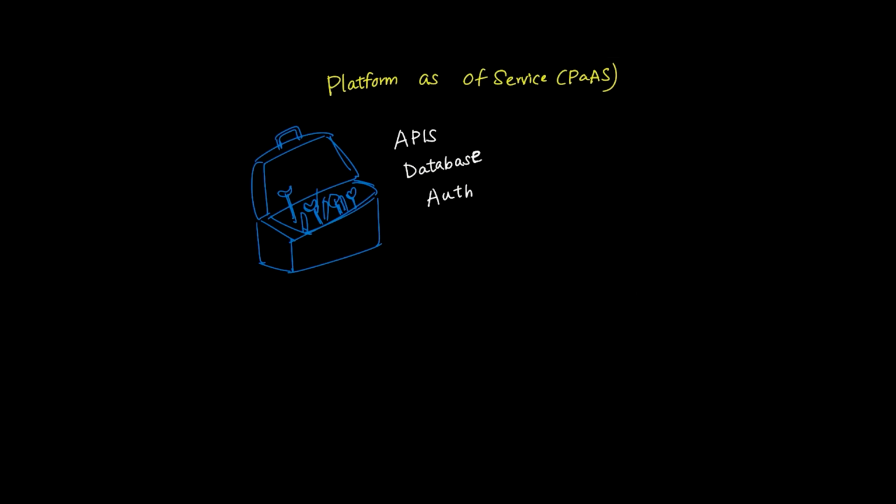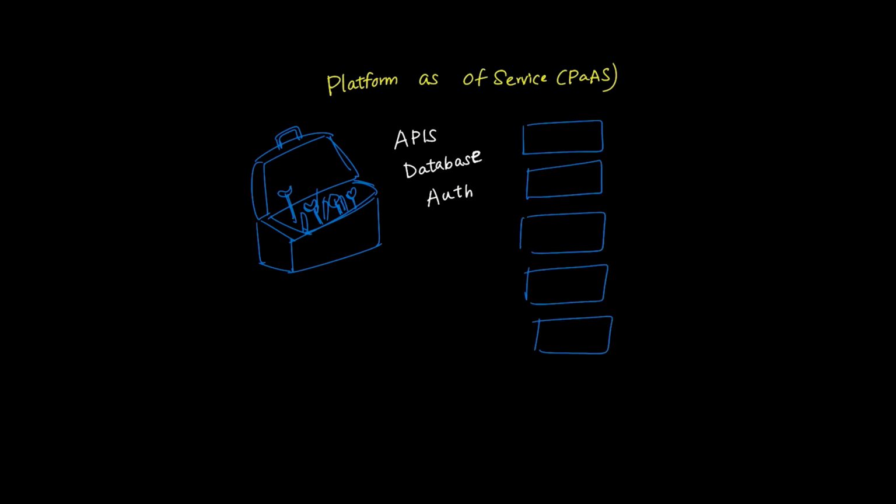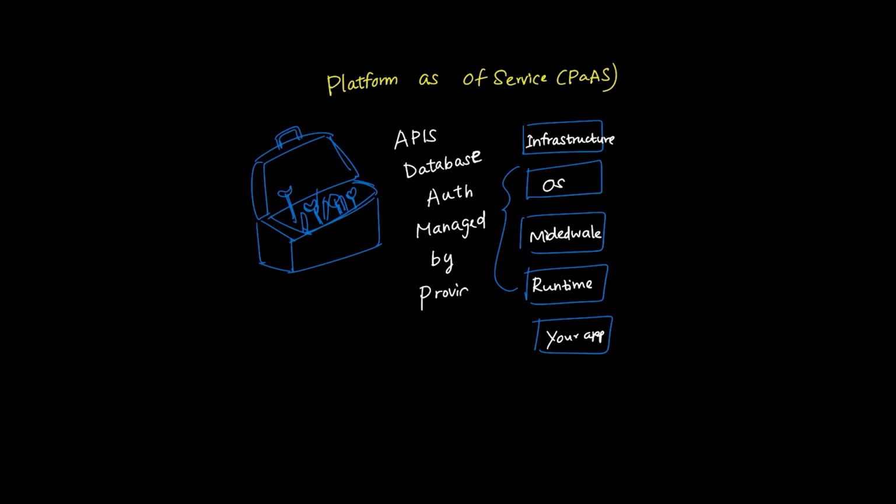PaaS provides the complete development and deployment environment in the cloud, including the operating system, middleware, development tools, database management systems, and authentication services, all maintained and patched by the provider. You focus solely on writing your application code and configuring your business logic.